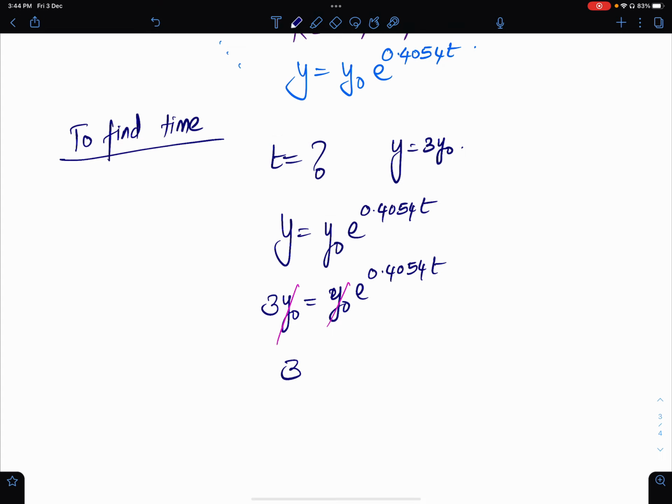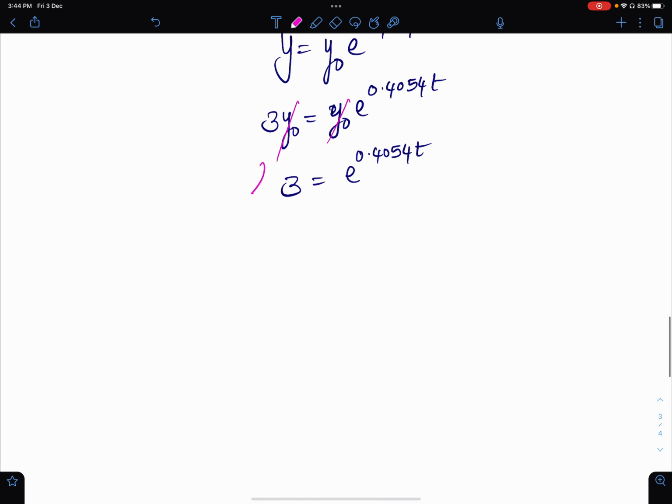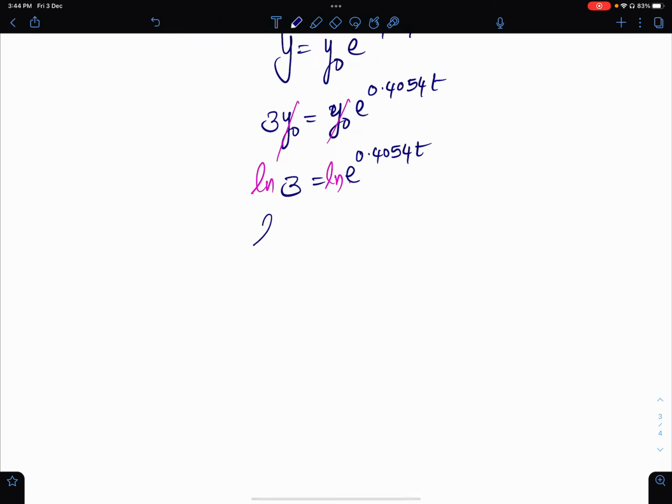And what is the remaining? 3 is equal to e power 0.4054t. Okay, we need t, we need the time. So take ln on both sides. What do you get? On this side, you will get ln 3, which is equal to 0.4054t. So what is t? It is 1 by 0.4054 multiplied by ln 3.